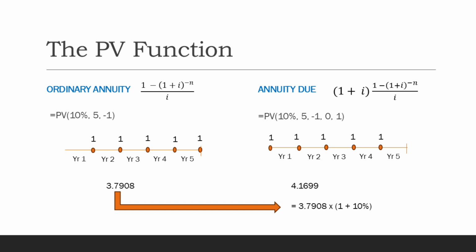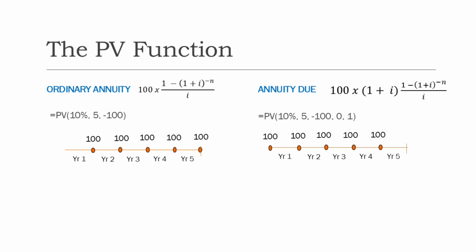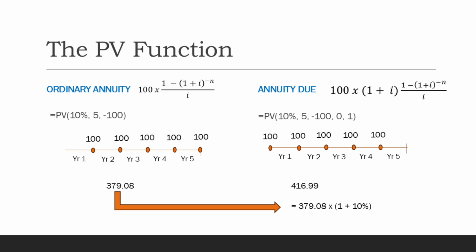Note that the annuity due is simply (1+i) times the ordinary annuity as mentioned before. Extending this to cash flows of 100, we see that all the numbers simply scale up with the cash flow. Now it's 100 instead of 1, but the computations just get scaled.